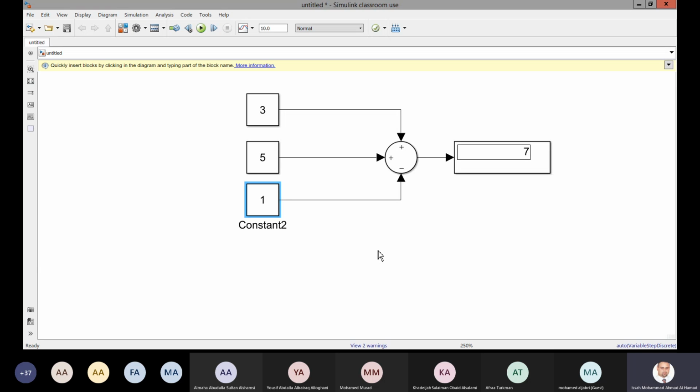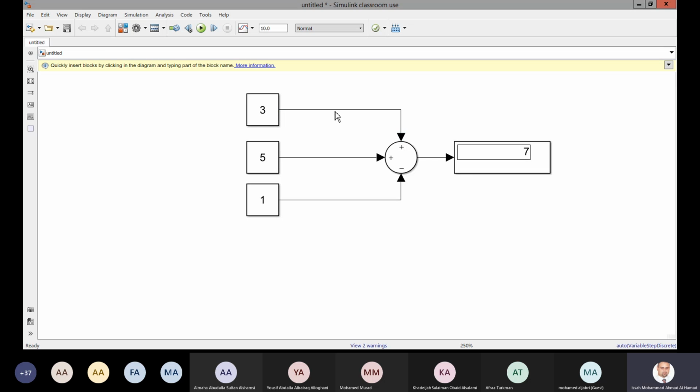Is that clear, guys? So you can try a simple example by yourself. Any example for a simple, let's say, addition or subtraction operation.